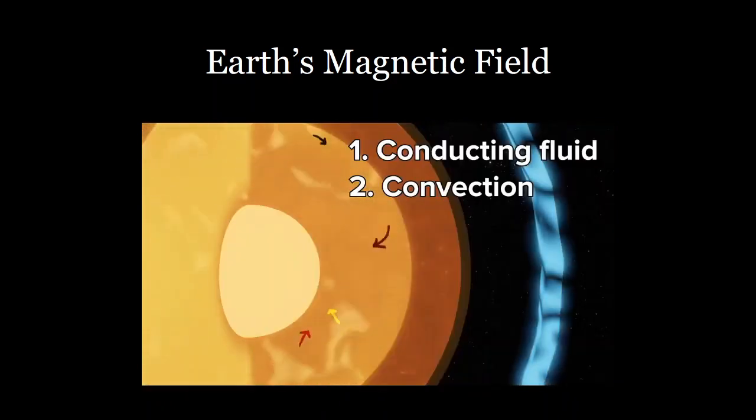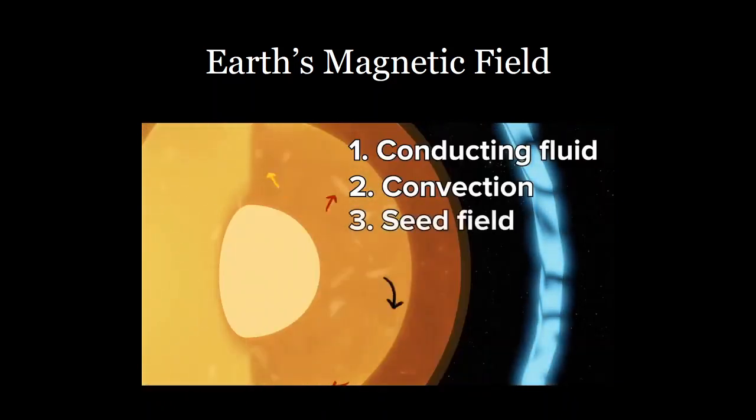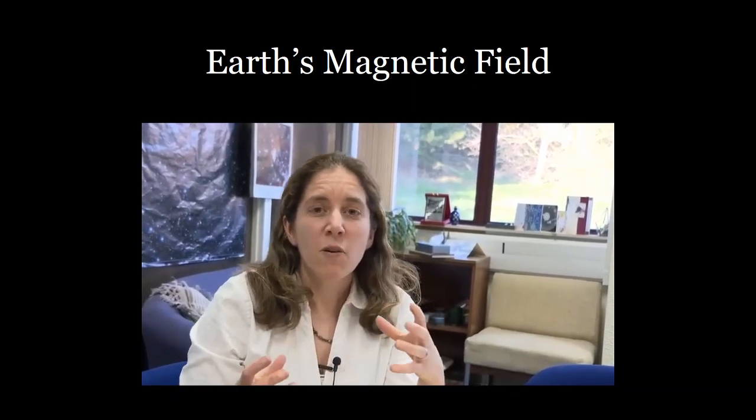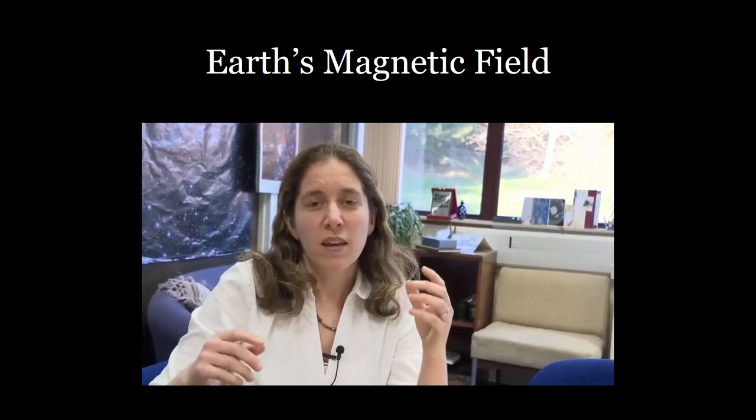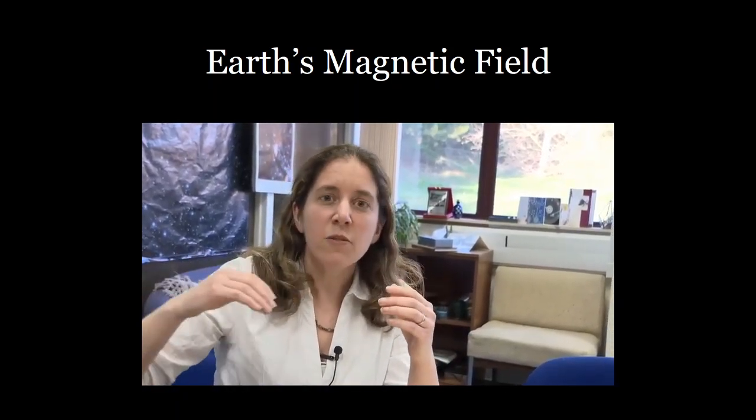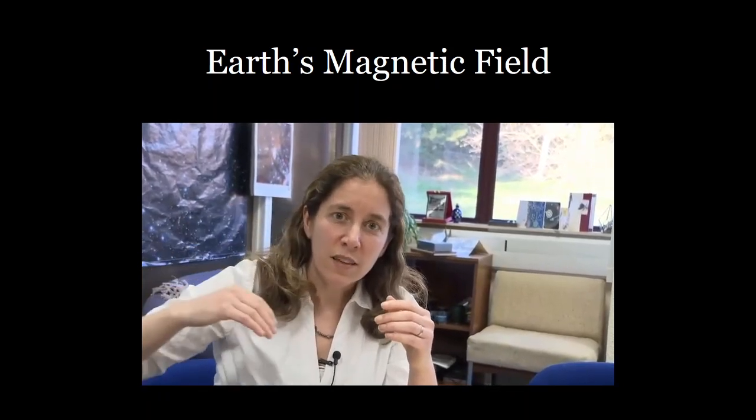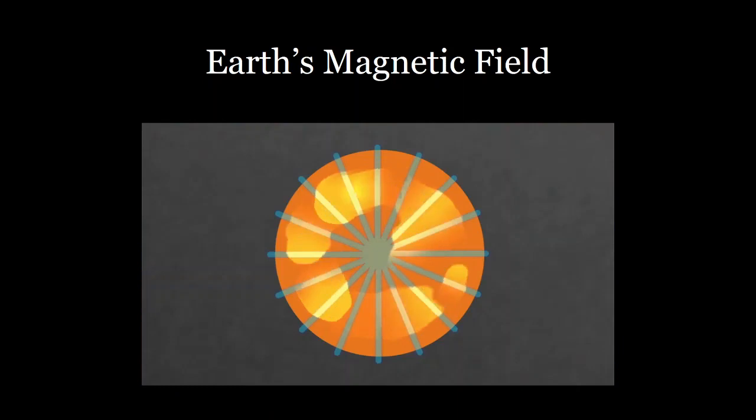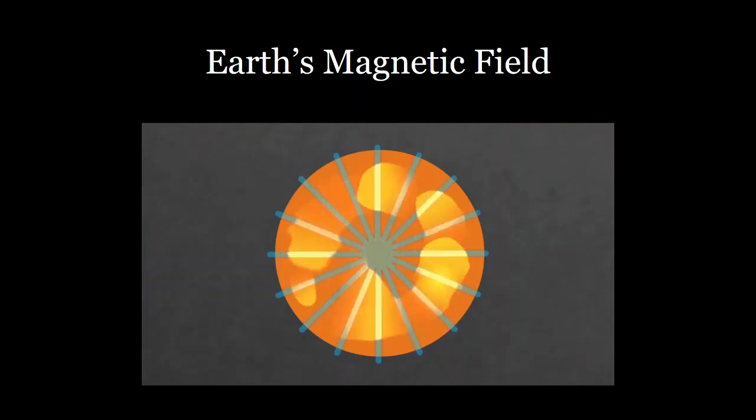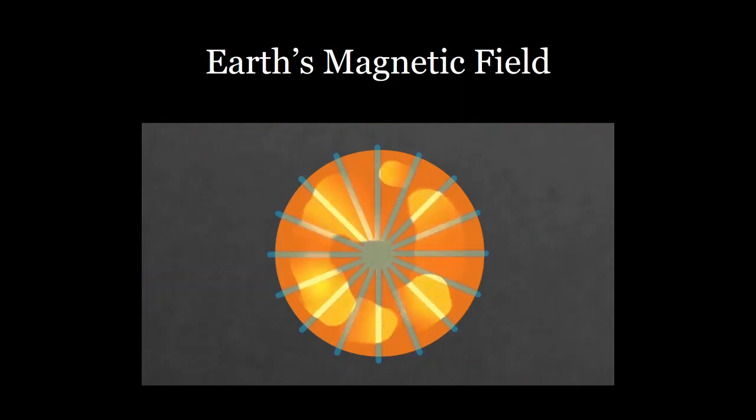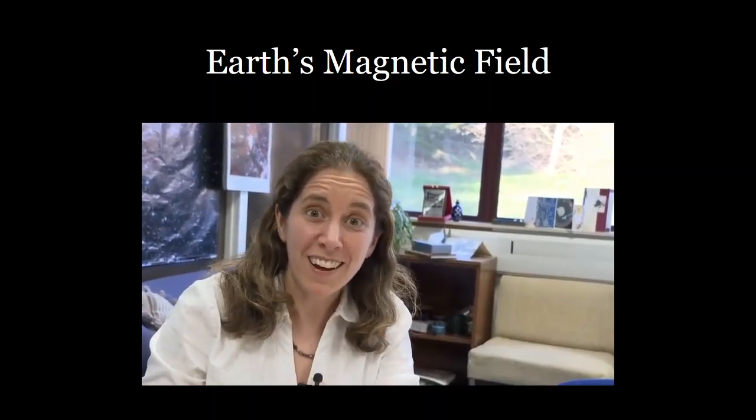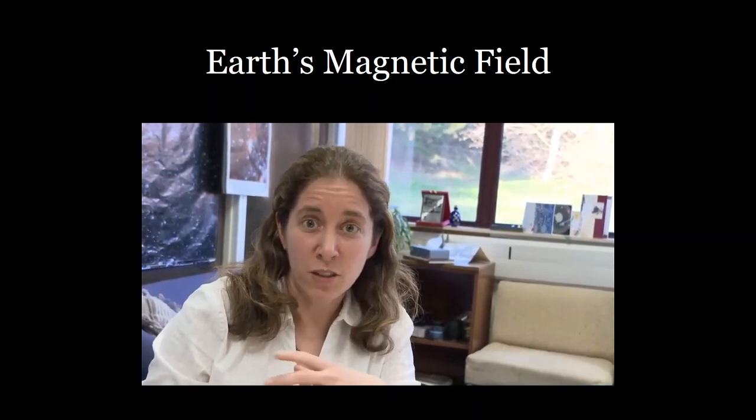And then the third really important ingredient you need is a seed magnetic field. So something has to be there to start with. And once you've got that, you have magnetic induction. So you've got a conductive fluid moving across these magnetic field lines in this ordered flow. And when you have a conducting fluid moving across magnetic field lines, you generate electrical currents. Those electrical currents in turn generate magnetic field lines. And so you have this self-perpetuating system.